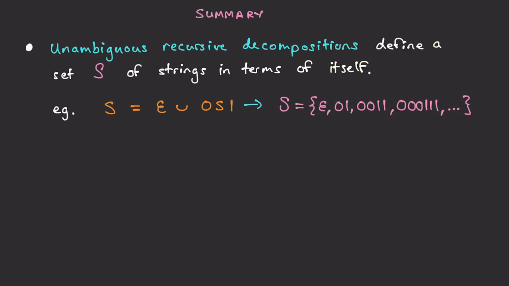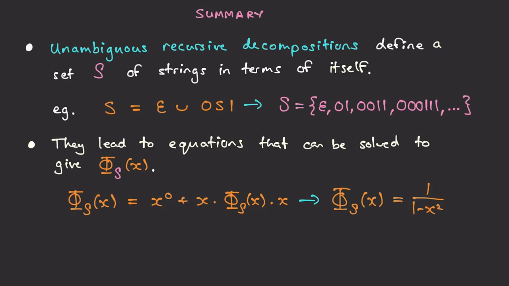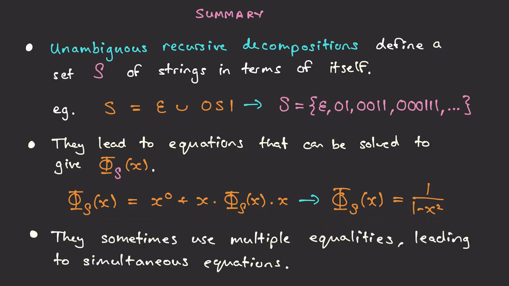In summary, an unambiguous recursive decomposition uses the language of regular expressions to describe a set of strings in terms of itself. By the same ideas as last week, such a decomposition will lead to an equation that can be solved to find the generating series for the set. Sometimes the easiest way to describe a set recursively is in terms of one or more other sets. This includes many examples where the set of strings is defined by excluding a particular substring. These examples are discussed in more generality in the course notes.